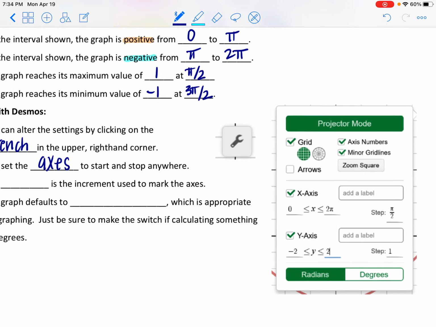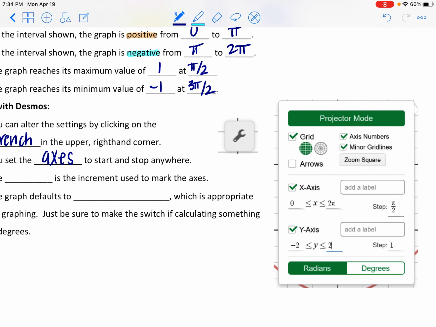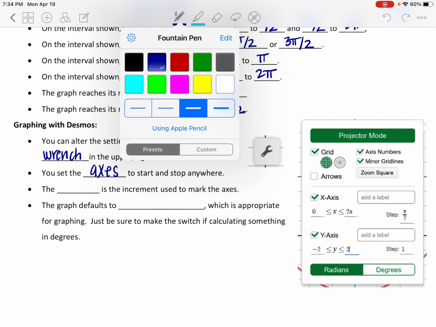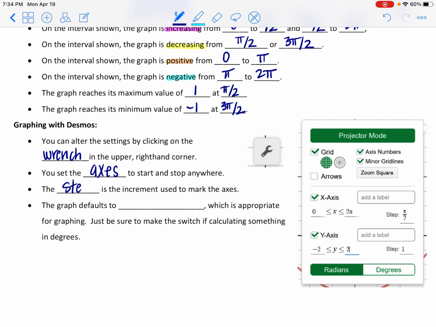And then the really important part here. Notice too, if I was going to graph the one I just did, I wanted to start at 0 and end at 2 pi, I can actually type 2 pi in there and it will understand, okay? So the other part is the step, okay? We want the step to represent the increment that we're using to mark along the x-axis.